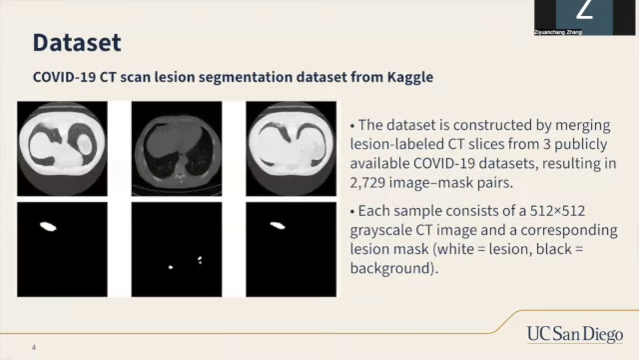We use a COVID-19 CT scan lesion segmentation dataset from Kaggle. It is structured by merging the lesion-labeled CT slices from 3 publicly available datasets, resulting in over 2,700 image-mask pairs. Each sample contains a 512 by 512 grayscale CT image and the corresponding lesion mask.